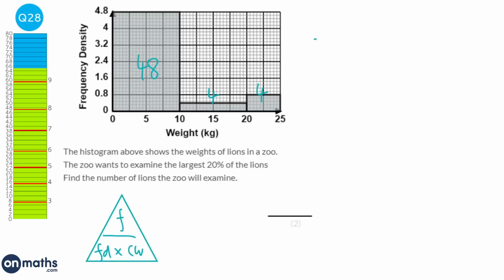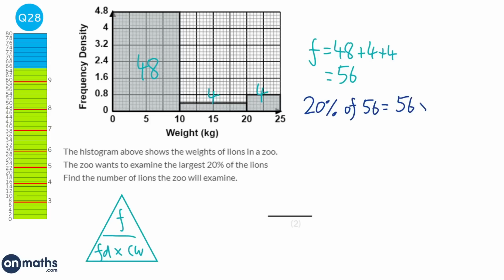Work out the total frequencies. So it would be 48 plus 4 plus 4, which will be 56. So 56 lines in total, and they only want to see the largest 20%. So we're just going to work out 20% of 56, which we can do by multiplying it by 0.2, and that'll give us 11.2. Now you can't have 0.2 of a line, so we can just round that to 11.